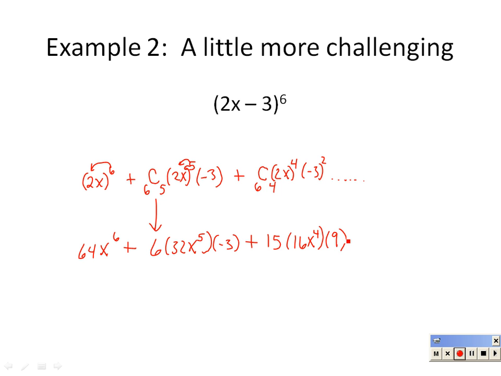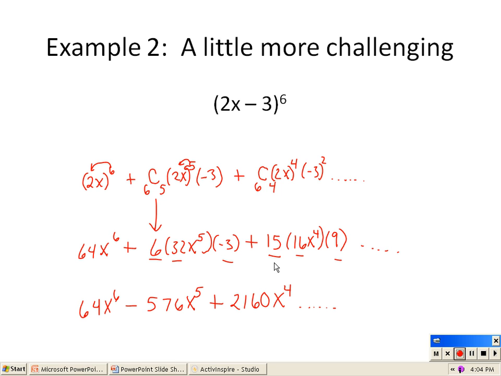And what's going to happen is if we kept going, every time there's an odd power, it's going to make the whole term negative because it's going to stay negative. But when you have an even power, the negatives cancel out and you're going to end up with a positive term. So the terms alternate from positive to negative, positive to negative, and so forth. Now we have to do our final step of multiplying to simplify the term. So I have to do 6 times 32 times negative 3 on this one. And on the third one I have to do 15, 16, and 9. There are other terms, but we're not really concerning ourselves with those right now.